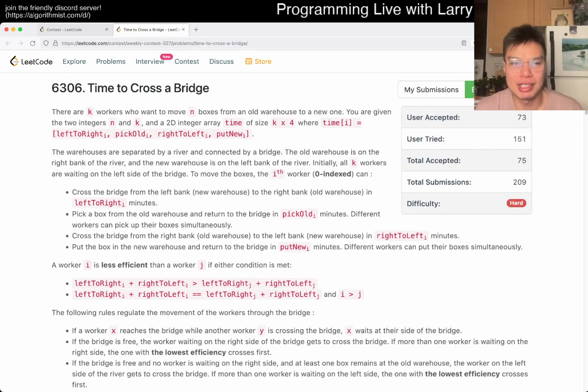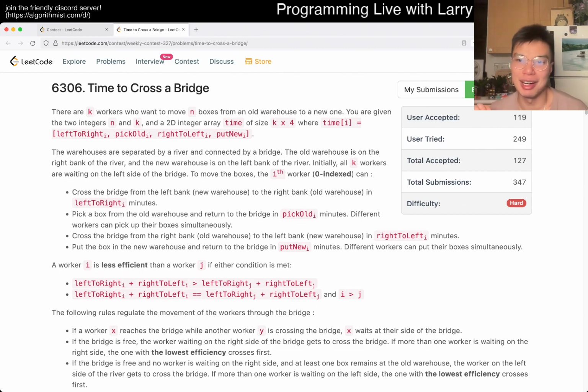Let me know what you think about this problem. I don't think this is a hard problem, and I'm not trying to say that to dismiss anybody. Let me refresh this real quick. I'm recording this about an hour and 10 minutes into the 70-minute contest, and we only have 127 total accepted, though I don't think this includes China.